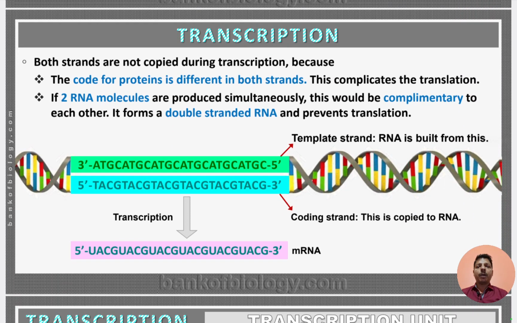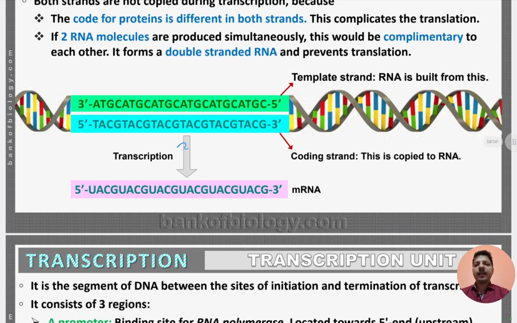Both strands are not copied during transcription because the code for protein is different in both strands. This complicates the translation. If two RNA molecules are produced simultaneously, they would be complementary to each other. It forms a double-stranded RNA and prevents translation. That's why at a particular time, only a single strand codes for protein. Here, transcription occurs like this, the copy occurs here. The coding strand and template strand remain. RNA is built from this.